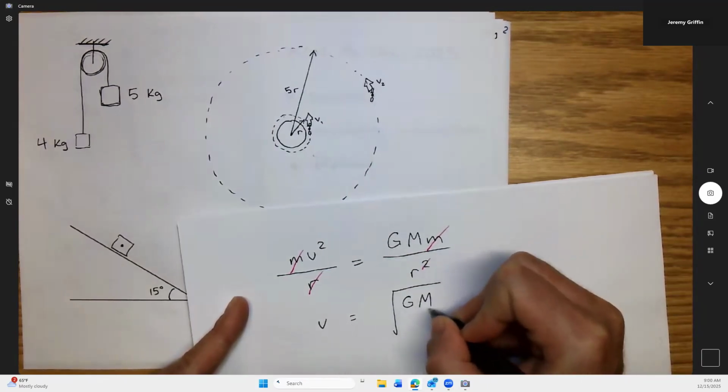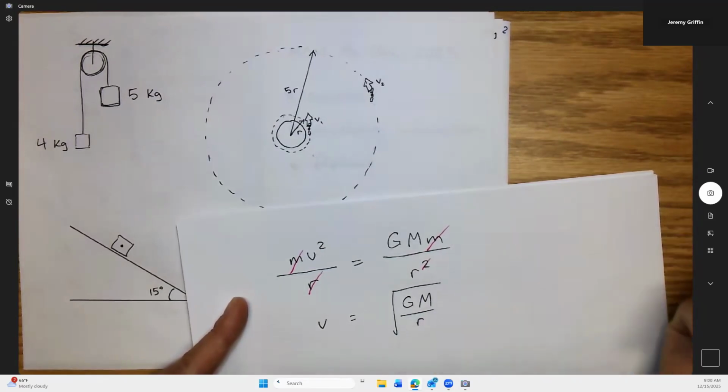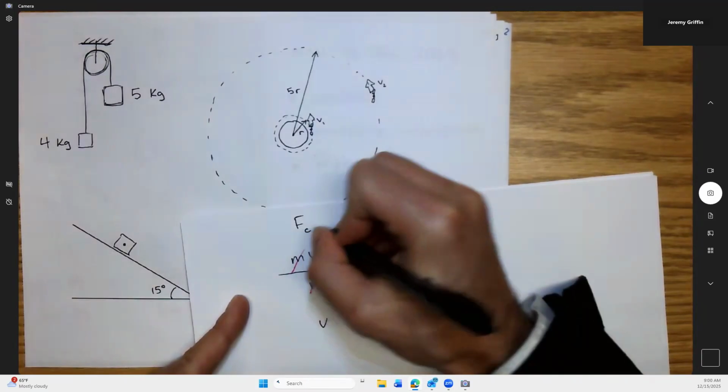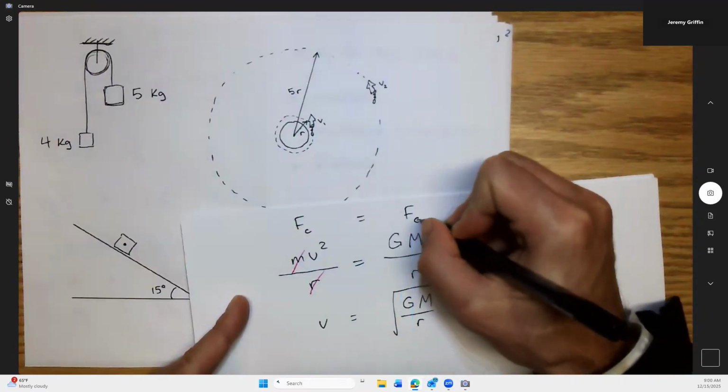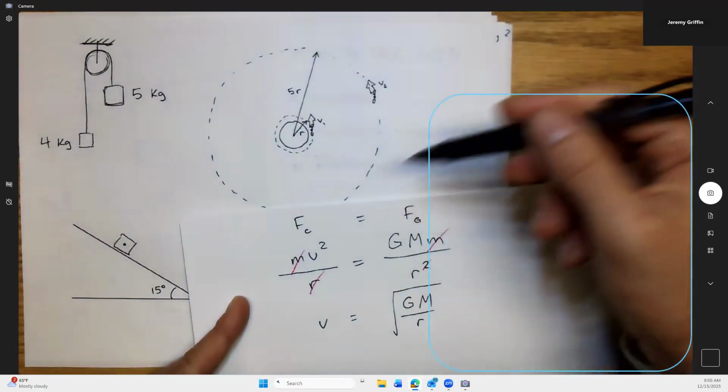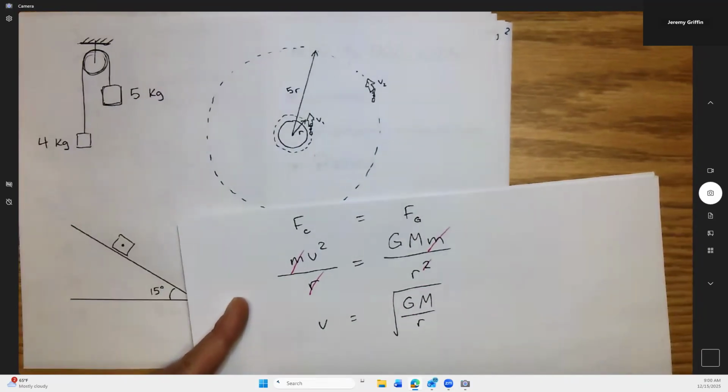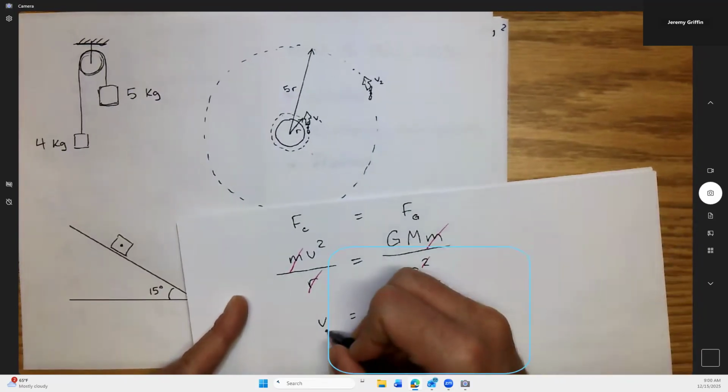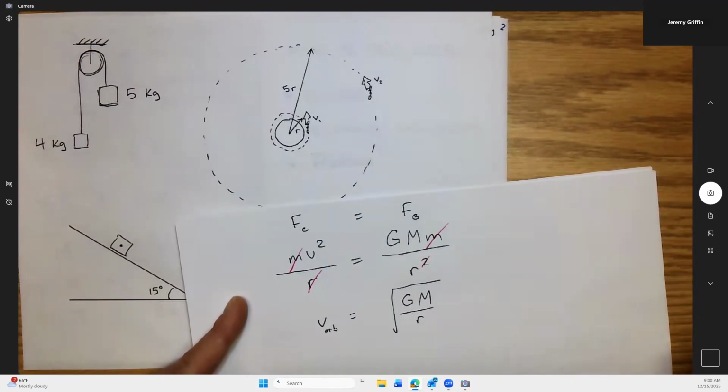Yeah, this should look super familiar, shouldn't it? Have you seen this? Where it comes from? So you set centripetal force equal to gravitational force because the centripetal force was provided by the gravitational force and nothing else. Okay? It gives you the orbital speed for a circular orbit.